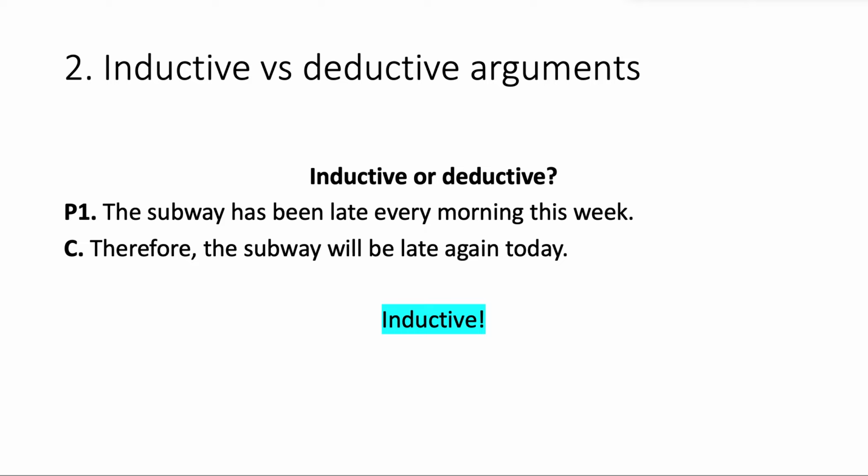It could be true that the subway has been late every morning this week, but that doesn't necessitate that the subway will be late again today. It's possible that today will just be different. Who knows? It's always possible. It might be super reasonable to expect it to be late, but it's not impossible for it to be on time today. And because it's not impossible for it to be on time today, the argument is inductive.